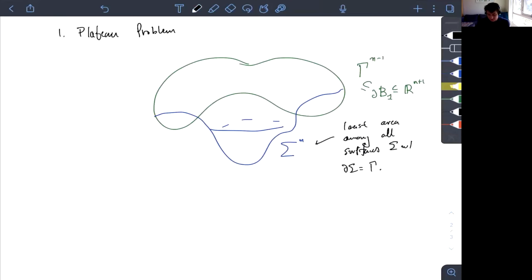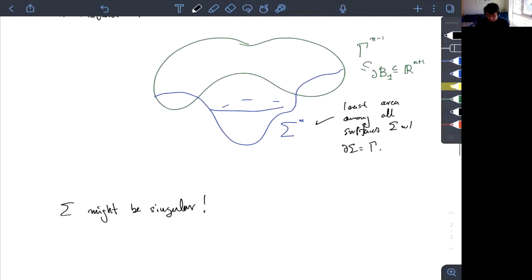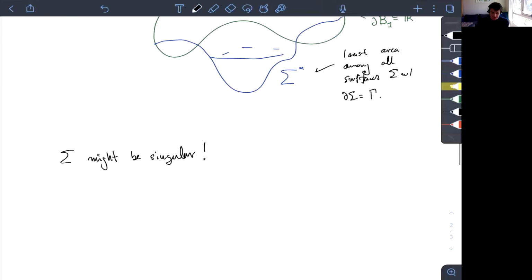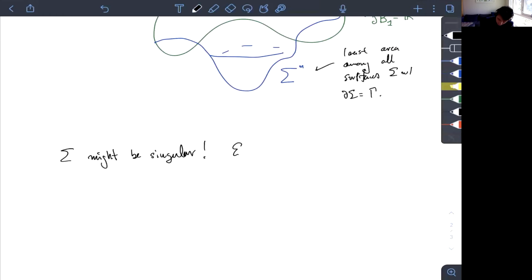This has a very long and rich history in the field of geometric analysis, but I'll just tell you the following somewhat surprising result: sigma might be singular. The first example, and the classic example, is what's called the Simons cone, named for Jim Simons, who first wrote it down.